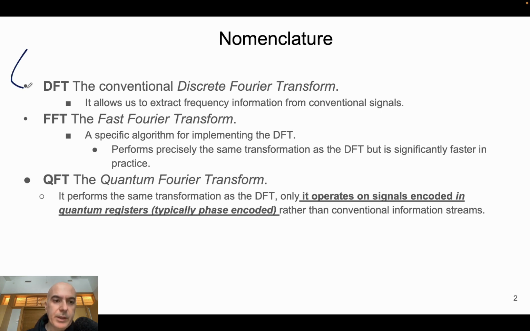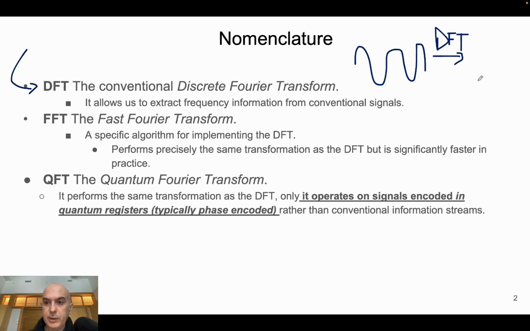So the DFT is the conventional discrete Fourier transform that allows us to extract frequency information from a conventional signal. So typically we have some signal, and when applying the DFT, we can extract information about the so-called spectrum. What are the frequencies of this signal? So typically we might have a plot with some peaks that represent the frequencies present in the signal.